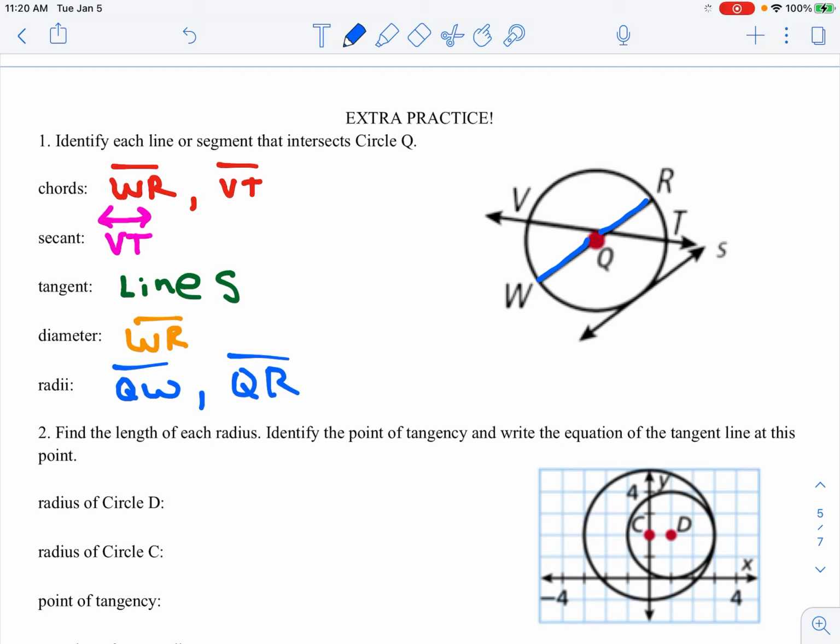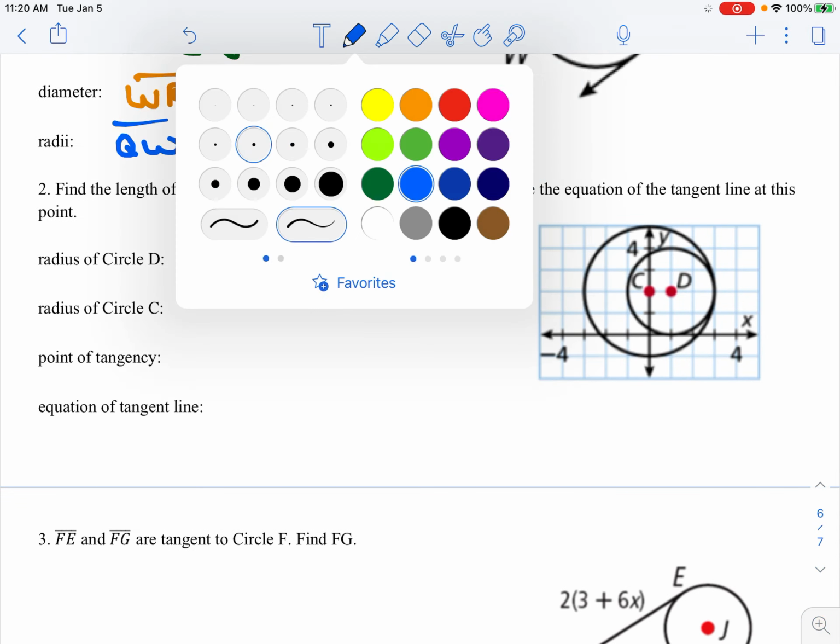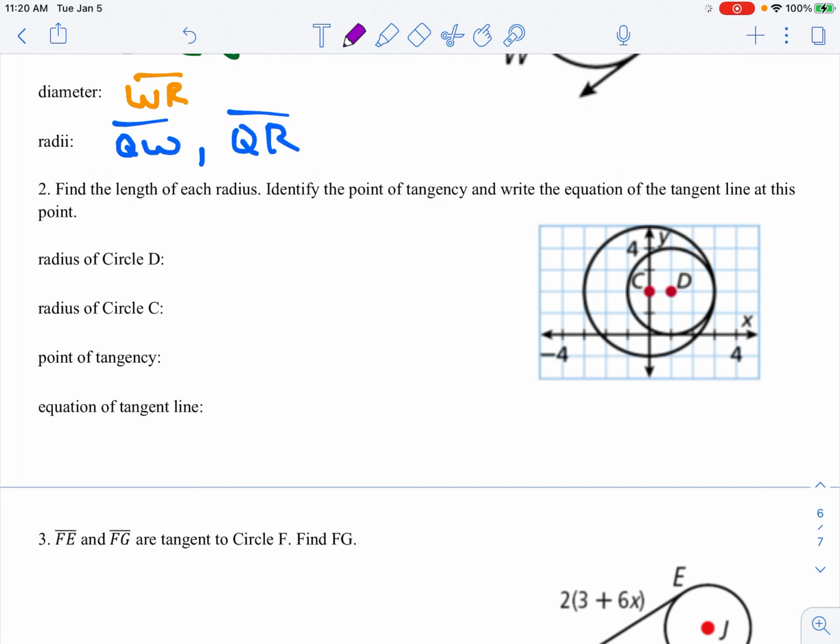All right, so there's an example of identifying the key vocab words from a picture. Let's go to extra practice 2. All right, we're going to try to find the radius for each circle. Notice circle D is this little purple circle. So when I do D, I want to connect the center to an end and figure out how far I traveled in the purple circle. You'll notice if I count how far that traveled, I went a total of 2.